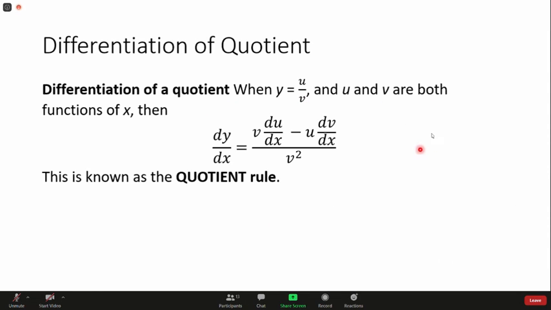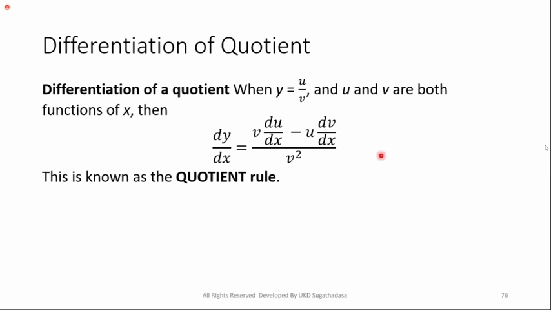Now this is the formula. Remember, the proof is not necessary to be familiar with. If the function is u by v, this is the derivative d/dx of u by v. We start with the v. Some students make the mistake of starting with the u, not the v. You have to start with the v function: v du by dx, then minus u dv by dx, all divided by v squared. This is known as the quotient rule. The earlier one is the product rule. Remember, product rule, and this is the quotient rule. When you are solving many questions, you will automatically remember this formula.